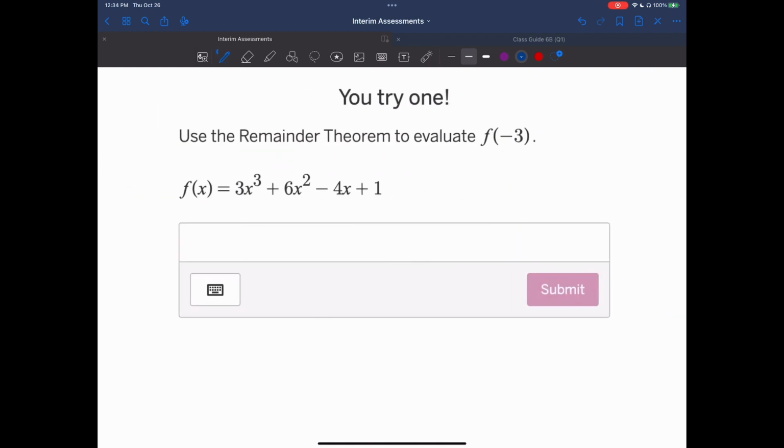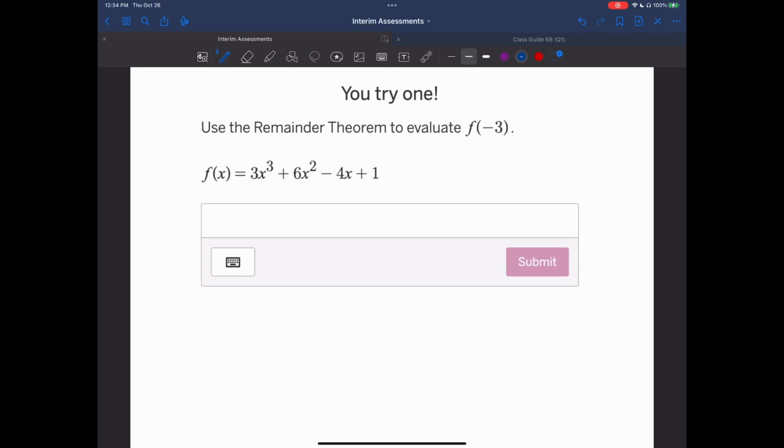Go ahead and try one. If you want to pause this, try it on your own. Use the remainder theorem to evaluate f of -3. Again, if you want to go plug in -3s for all the x's and solve, go for it. I don't recommend it. It's tricky when you have negatives in parentheses and you're squaring them and cubing them and all that. Let's do it with our new remainder theorem and synthetic division.